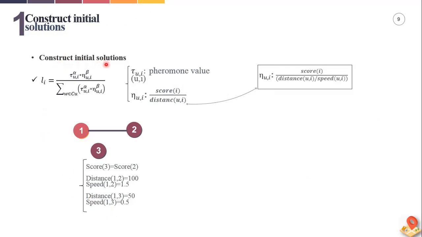For constructing initial solutions, in the previous method, greedy information was the ratio of the score to distance. But in this example, we can see if we want to go from vertex 1 to vertex 2 or vertex 3, because the distance to vertex 3 is less, vertex 3 is selected. But according to speed, vertex 2 is better. To solve this problem, we included speed in this formula.